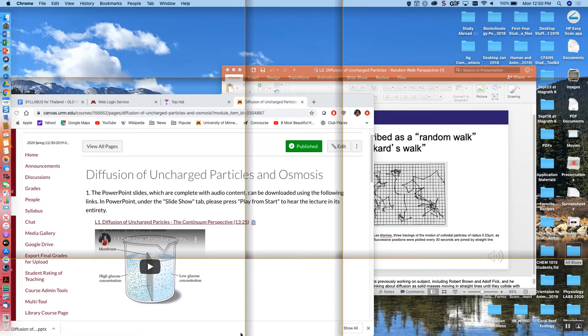I'm in the process of turning on all of the screens around the room as well. The first thing we're going to do is actually take a Top Hat question. Today I have three of them. So if you wouldn't mind getting your Top Hat devices out, this is just a little bit of a review from last week.